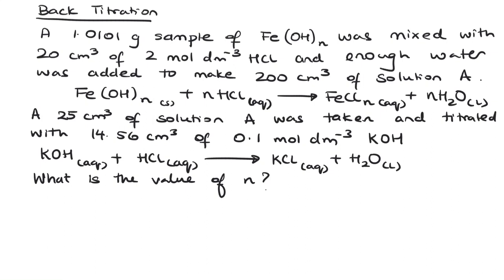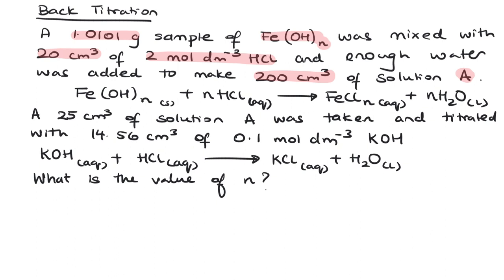Hi guys, in this video I am talking about back titration as requested by some of my students. This is a really nice question where we are using a certain amount of a sample of Fe(OH)n which is mixed with 20 cm³ of 2 mol/dm³ HCl, and enough water is added to make it to 200 cm³ of a solution A. We're given the reaction equation as follows.